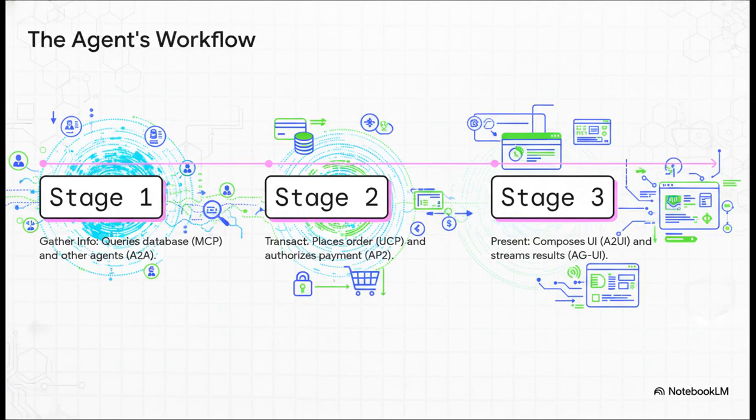First, it gathers information. It uses MCP to check the database and A2A to ask the suppliers for quotes. Then it completes the transaction. It uses UCP to place the order and A2P to secure the payment. And finally, it presents the results, using A2UI to build a great interactive summary and AGUI to stream it all back to the user in real time.